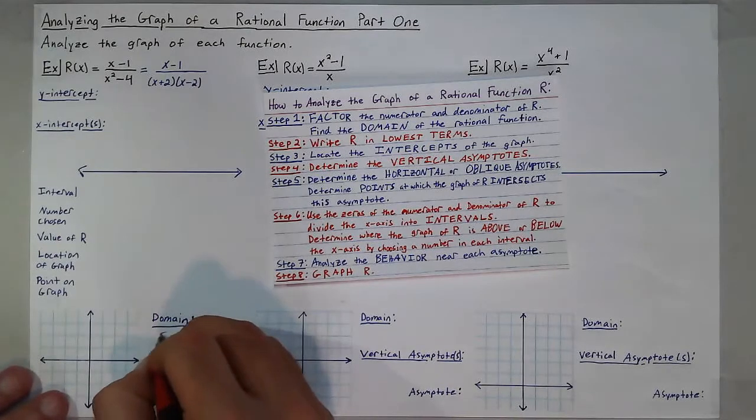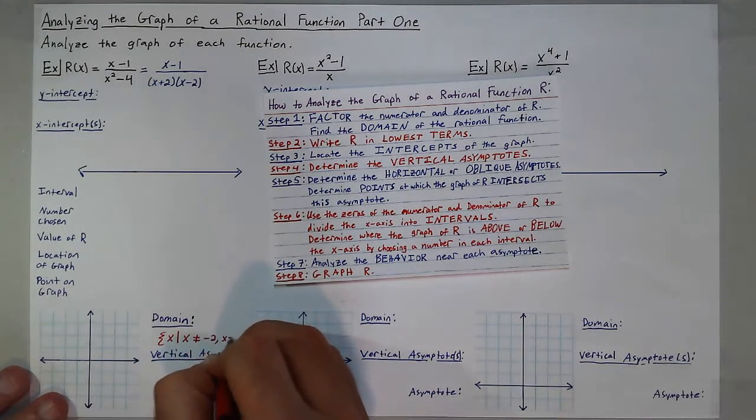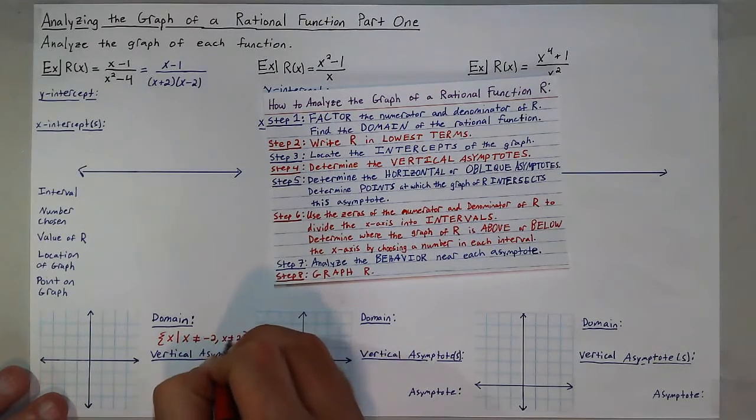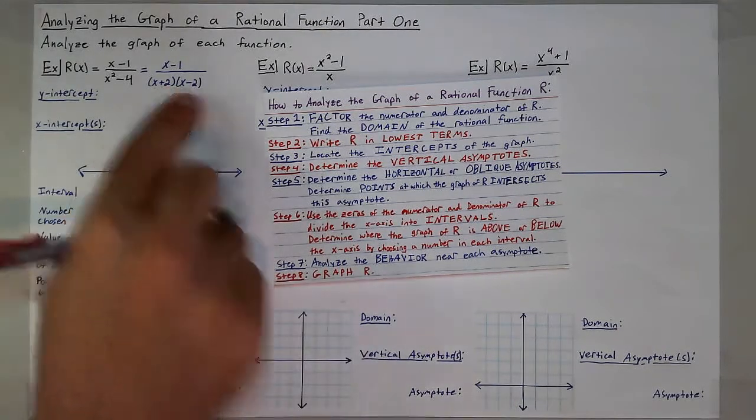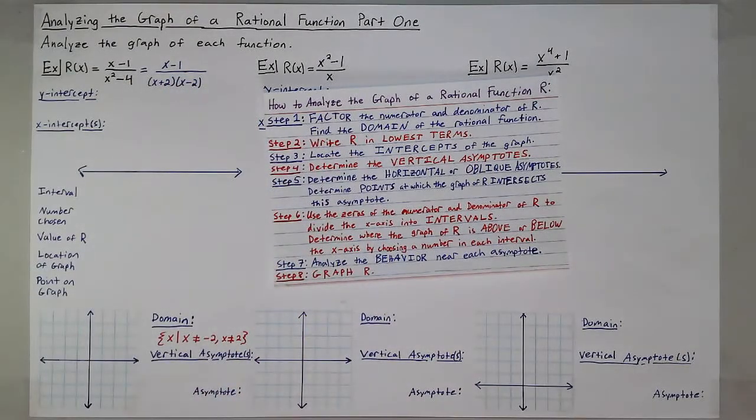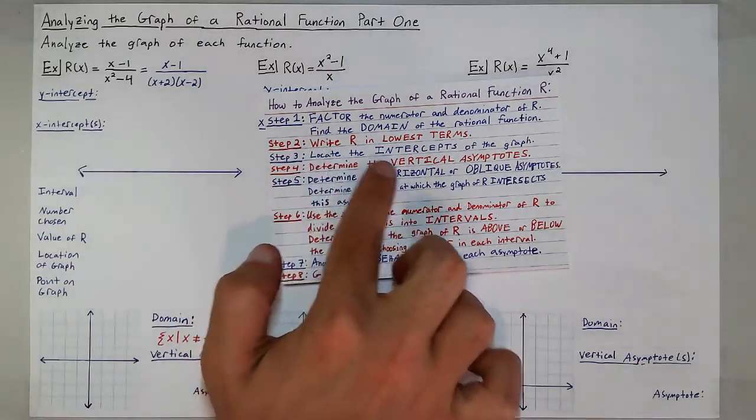So I'm going to write its domain. I'll say that x is any real number as long as it does not equal negative 2 or positive 2. So that's how you determine its domain. Now, once you've determined the domain, now you cancel out any factors that you can. In this case, no factors cancel out. We are done. Next, we locate any intercepts of the graph.